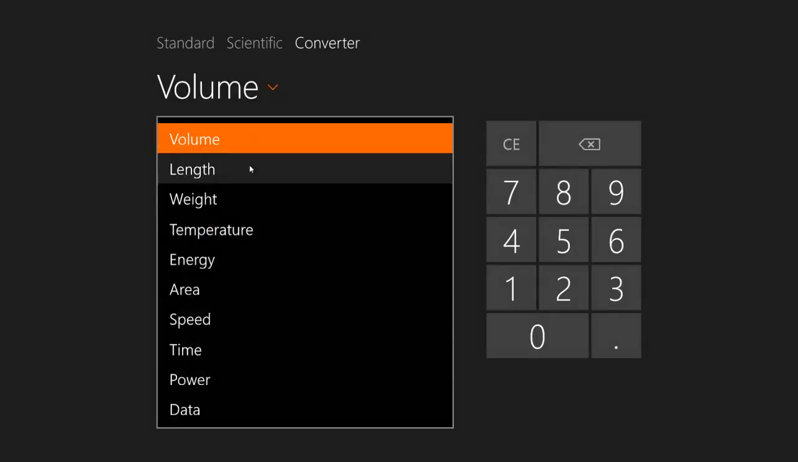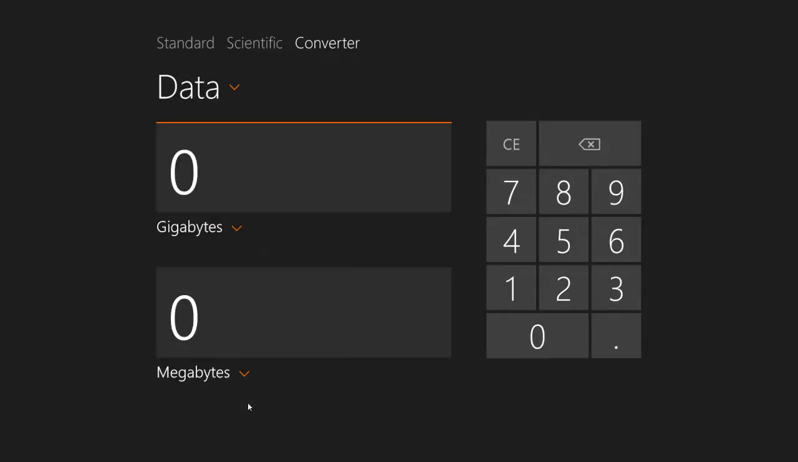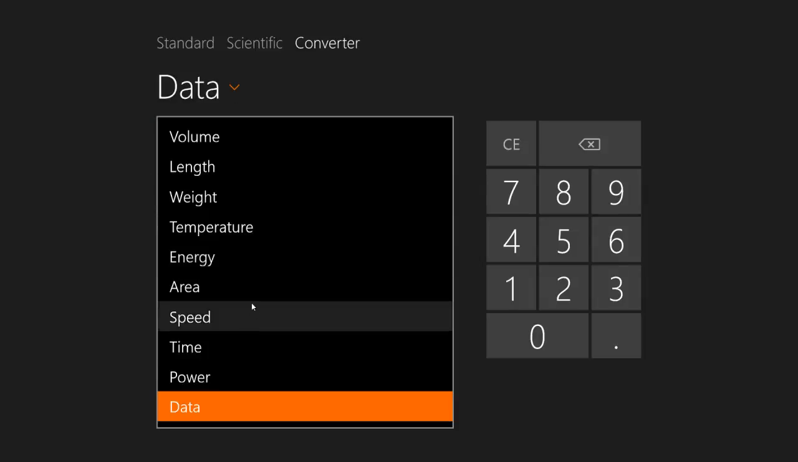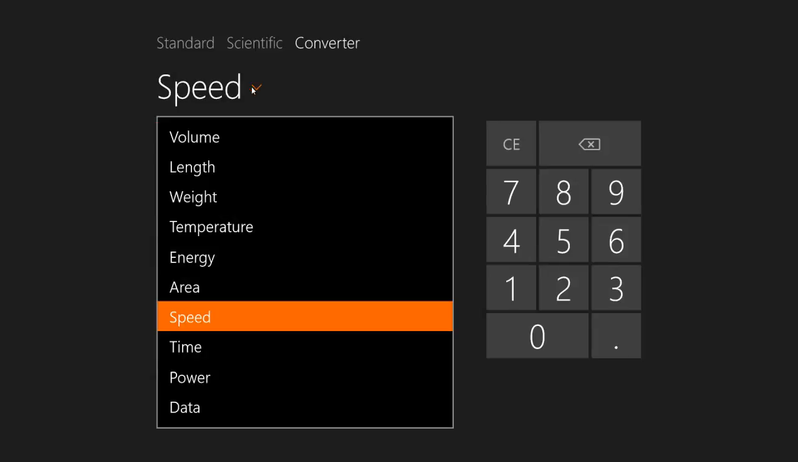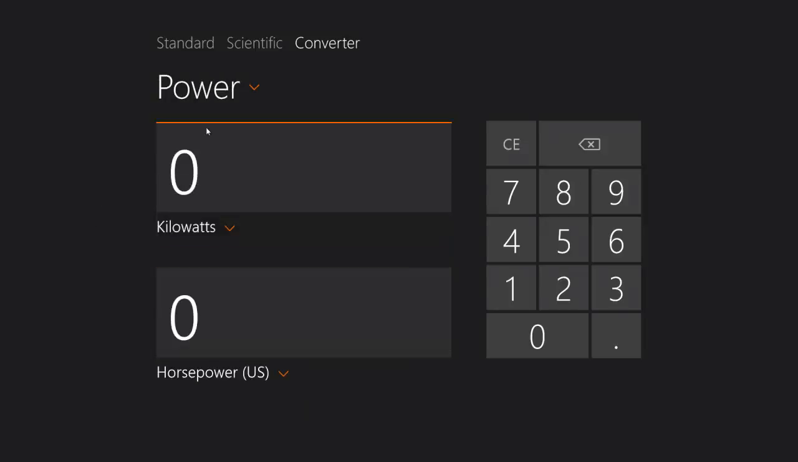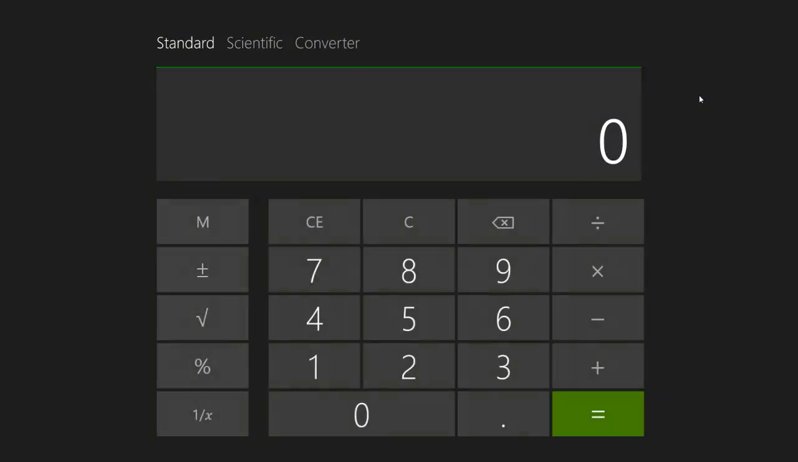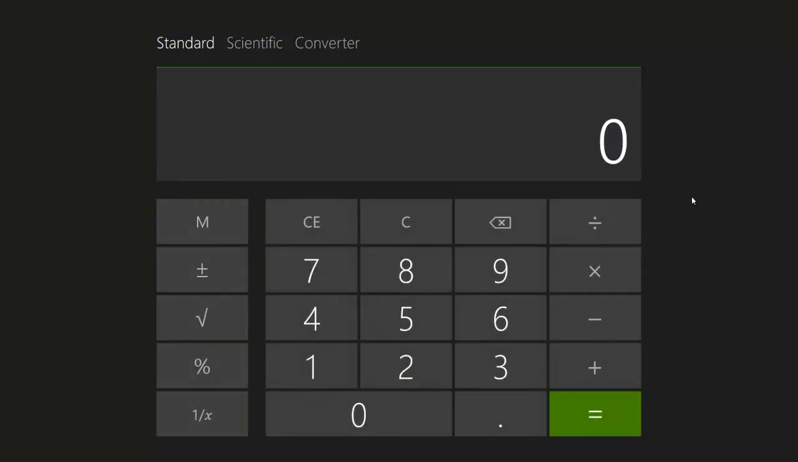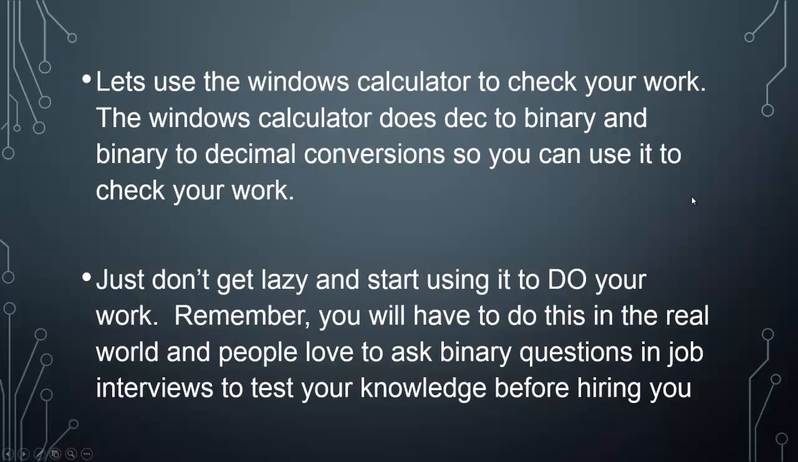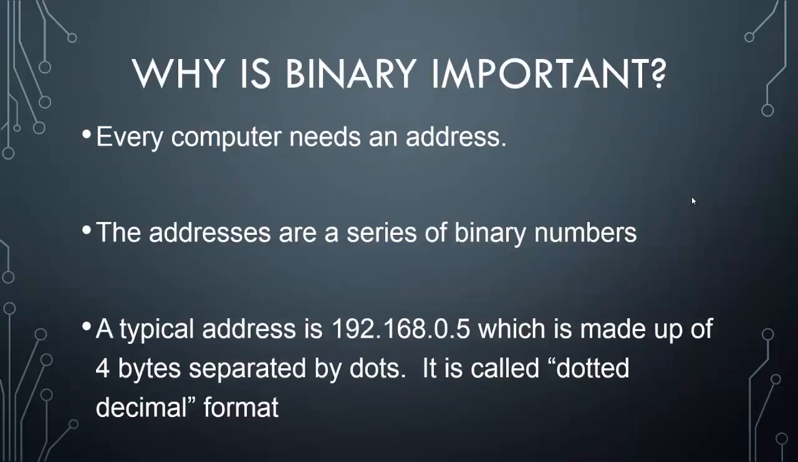Oh, maybe I can convert this from volume to data. Oh no, I just get gigabytes, terabytes. I'm not seeing anything, but I'm sure somewhere in there might be a way to do it, but you can't do it on Windows 8. At least I can't, or don't know how, and I don't know what it's like in Windows 10. So I just went to softpedia.com, searched for the Windows 7 calculator, and downloaded one, just to show you. So again, don't get lazy, don't rely on that, just use it to check your work.